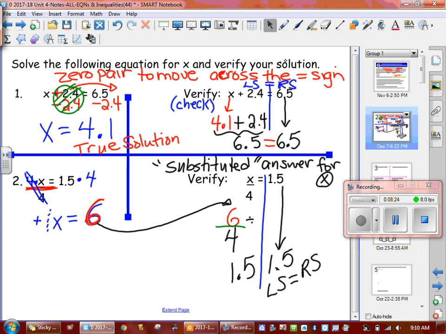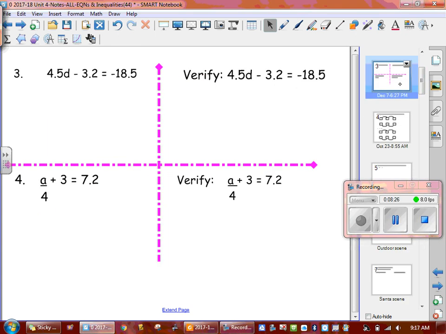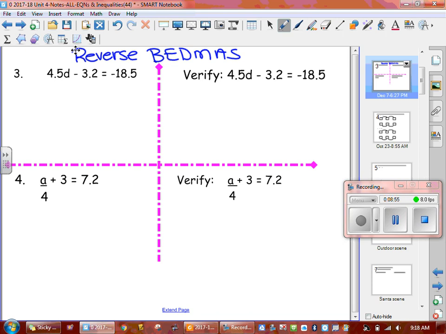Now we're going to take a look at a couple extra questions. These ones are 2-step questions. They've got 2 different things involved. That means we've got to do 2 things to isolate our variable. So by opposite operations, the very first thing I need to do when we start solving equations is we use reverse BEDMAS. Okay, we use reverse BEDMAS to move terms across the equal sign.